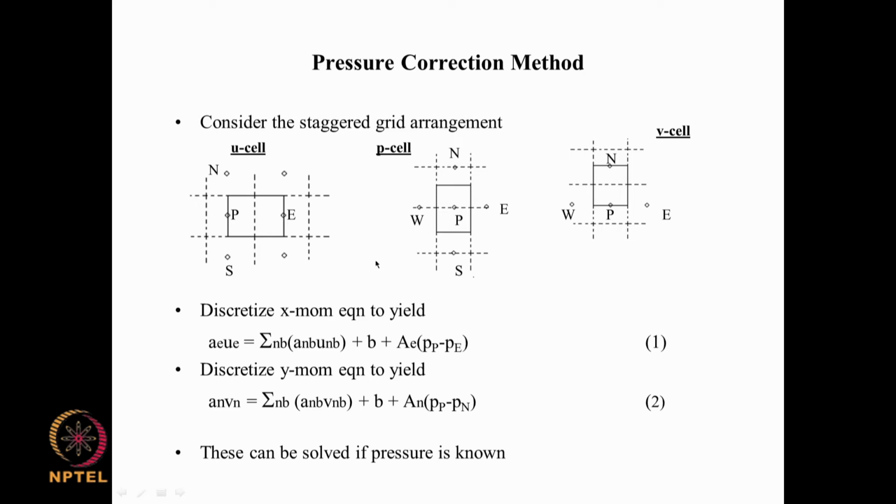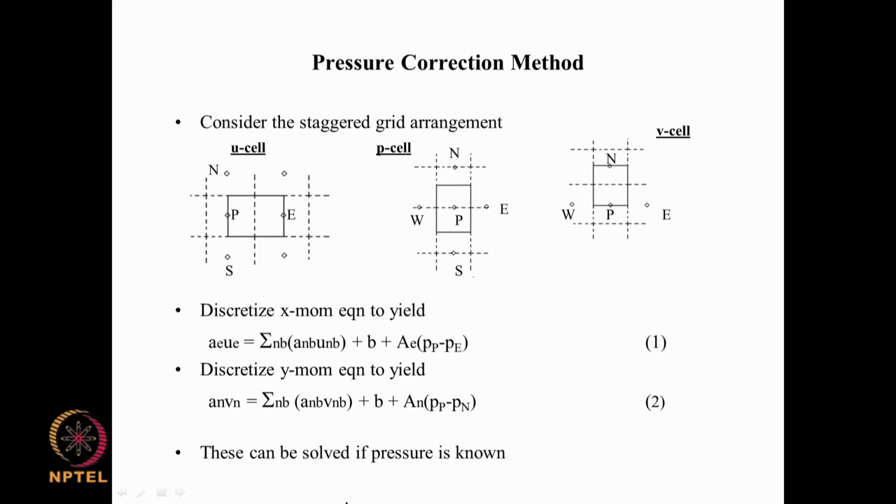So the discretization of the x momentum equation gives an algebraic equation for the x velocity component at the center of that particular cell in terms of the neighboring x velocities and the pressure difference between capital P and capital E, that is the 2 immediate neighbors in the x direction. Discretization of the y momentum equation gives the y velocity component in terms of the neighboring y velocity components and in terms of pressure at 2 neighboring points displaced in the y direction here.